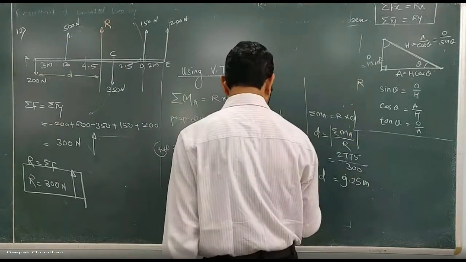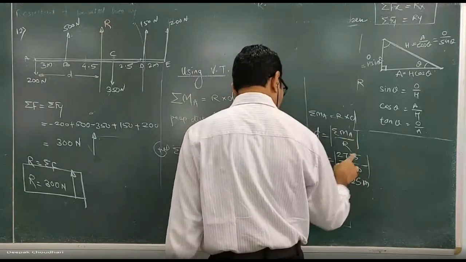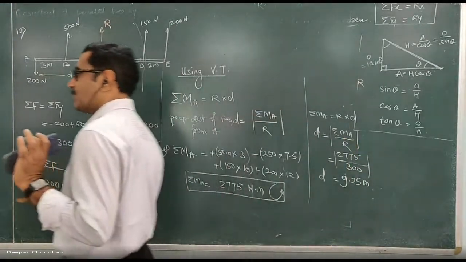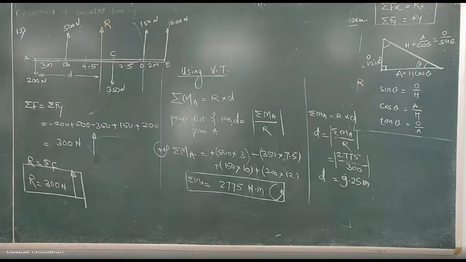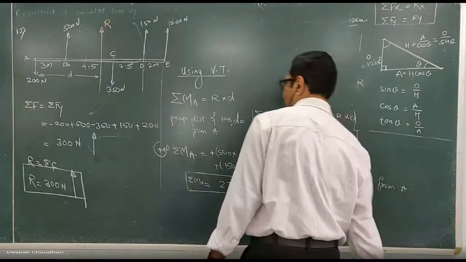Here even sometimes it is clockwise और ये negative आया तो ये mod में ले लो. Here या तो सिर्फ उसका magnitude ले लो, but distance should be always positive. So the perpendicular distance of the resultant from A is 9.25 meter. Here this is the distance from A.